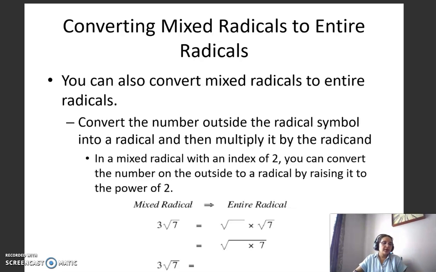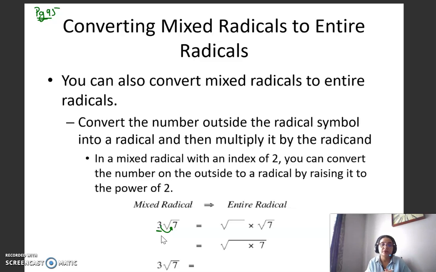So the next thing that we're learning, and we're still on page 95, is learning how to now take our mixed radicals and convert them back into entire radicals. Meaning if there is a coefficient in front of a radical, we want to take this back in here so it ends up becoming an entire radical. Okay, so same kind of process that we have learned in other number systems.